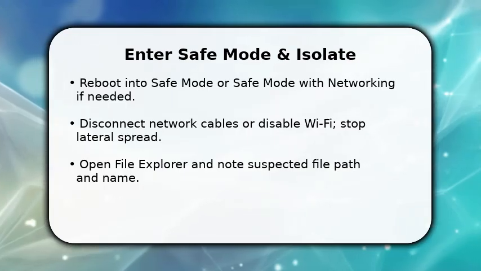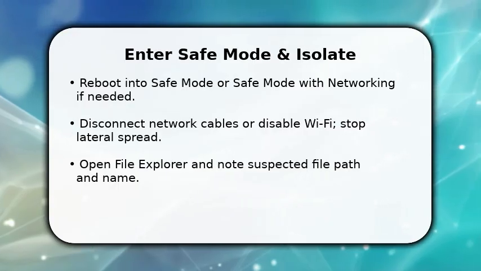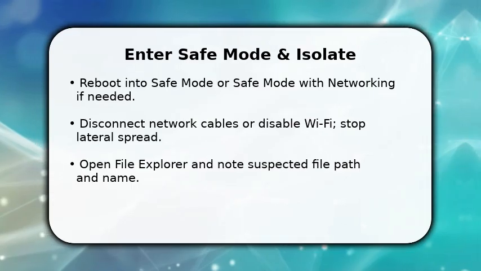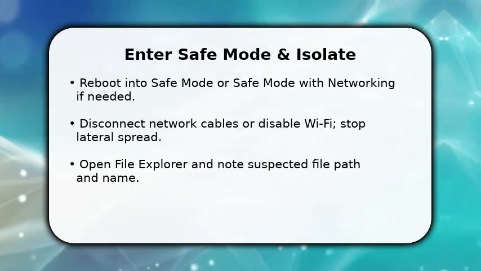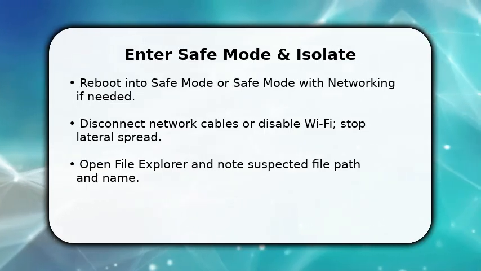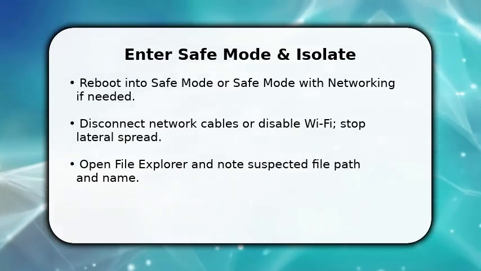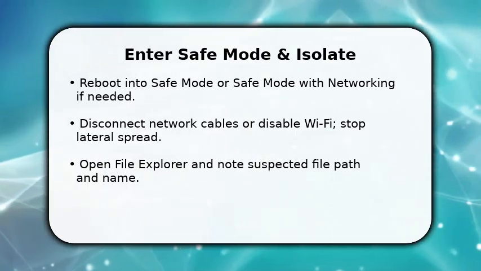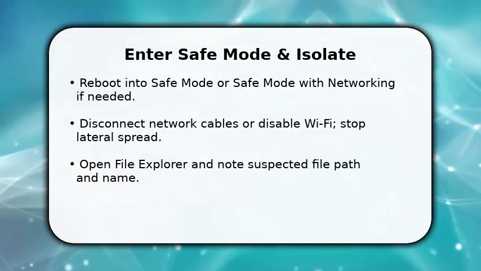You start by isolating the machine, reboot into safe mode now, and immediately disconnect network access so the malware can't talk to other devices. Once in safe mode, open File Explorer and locate the suspected file path you observed. Make a quick copy of non-infected critical files to an external drive for safety. Do not copy the suspicious file.